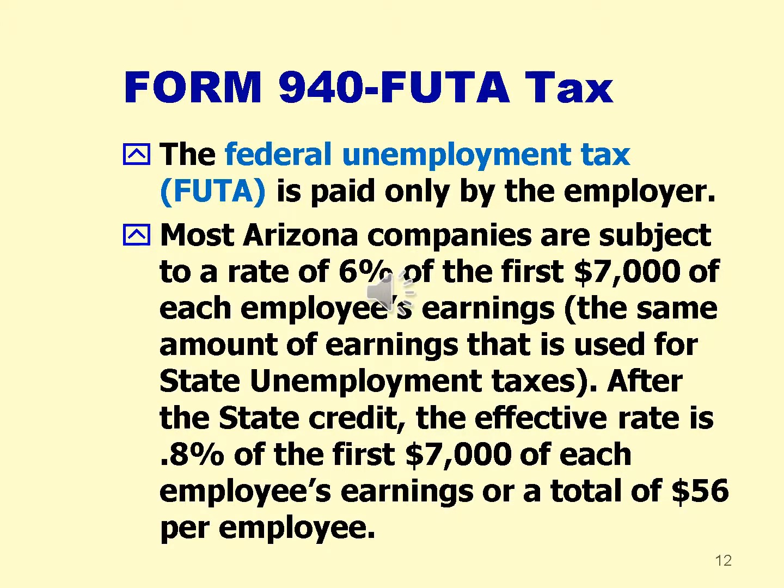The IRS Form 940 is used to summarize and pay any past due federal unemployment tax that hasn't been paid during the calendar year. Arizona companies that pay their state unemployment tax will get a credit that results in a reduction of the federal unemployment tax rate. So typically, Arizona employers pay a maximum of about $56 per employee.